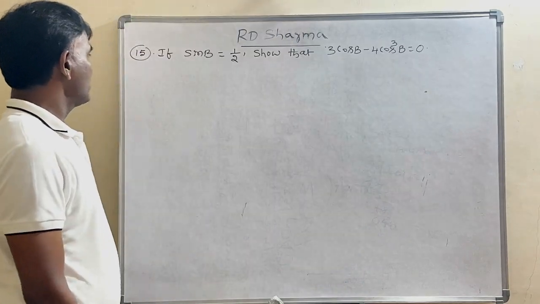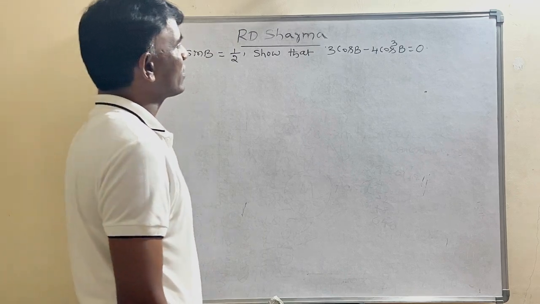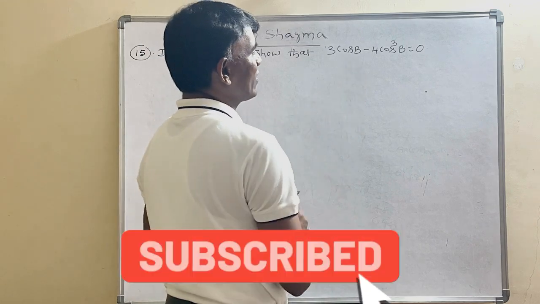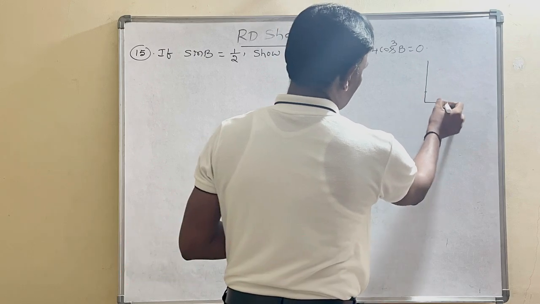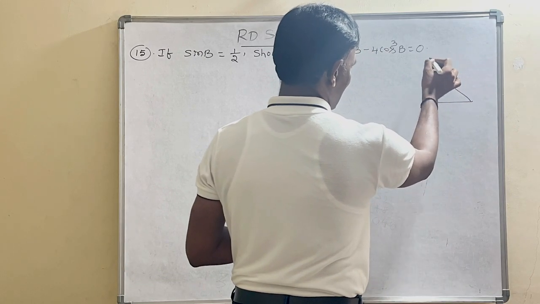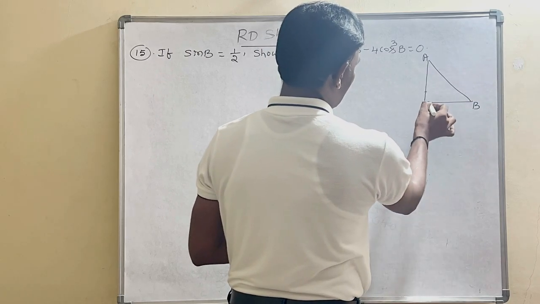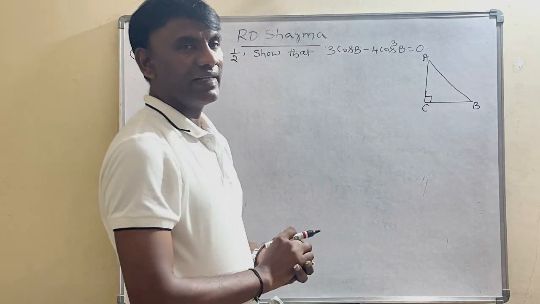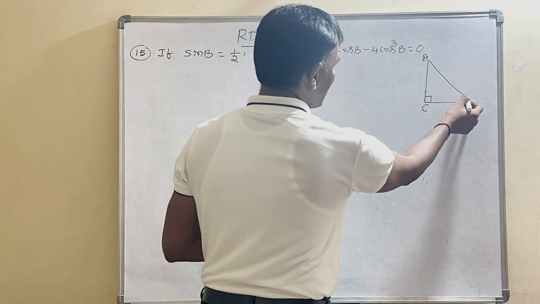Okay, next question. If sin B equal to 1 by 2, show that 3 cos B minus 4 cos cube B equal to 0. Means B is the acute angle here, okay? And sin B is given. So this is one of the right angle triangles, right? And here it is A, and here it is B, and here it is C. So triangle ABC, right angle at C, and we want cos B. So then B is an acute angle.